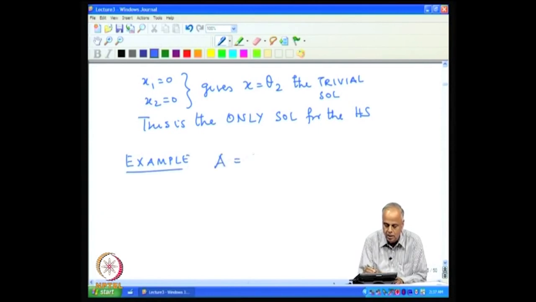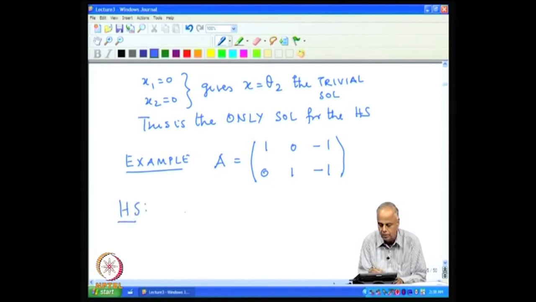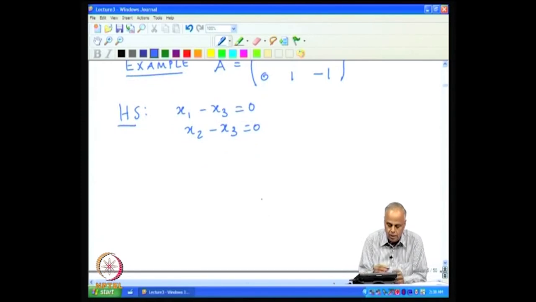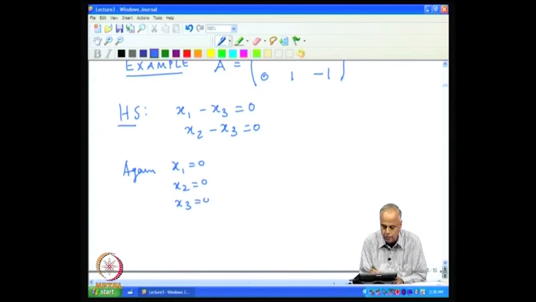Consider the matrix A equal to [1 0 -1; 0 1 -1]. What is the homogeneous system corresponding to this matrix? It is x1 - x3 = 0 and x2 - x3 = 0. Here again, x1 equal to 0, x2 equal to 0, x3 equal to 0, that is x equal to theta 3, is indeed a solution, the trivial solution.